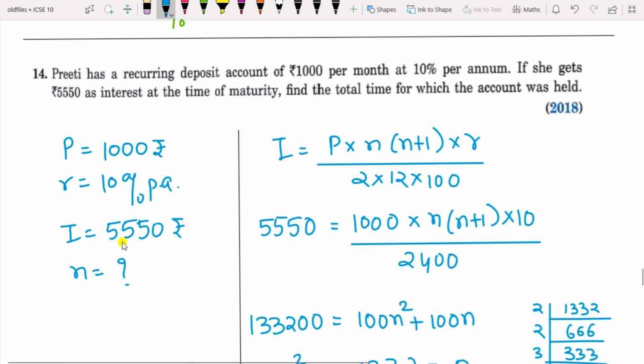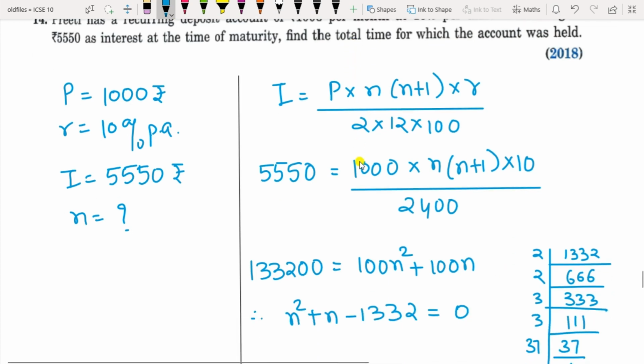Question 14. Preeti has a recurring deposit account of 1000 per month at 10% per annum. If she gets 5550 as interest at the time of maturity, find the total time for which the account was held. So you have to find the time. Now in these questions, whenever you want to find the time, a quadratic equation is formed. So P is given as 1000, R is 10%, I is given as 5550, you have to find N.